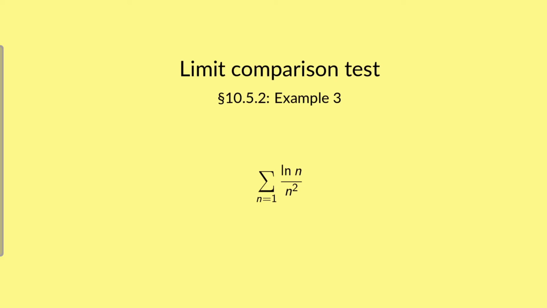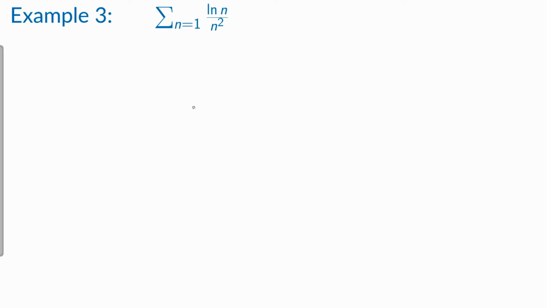So let's consider here the series from n equals 1 to infinity of natural log of n over n squared. And the natural guess is to say, okay, well, what happens as n goes to infinity? Natural log of n is not a p-series. It's not a power of n. But here's something important that you should know from Cal 1.